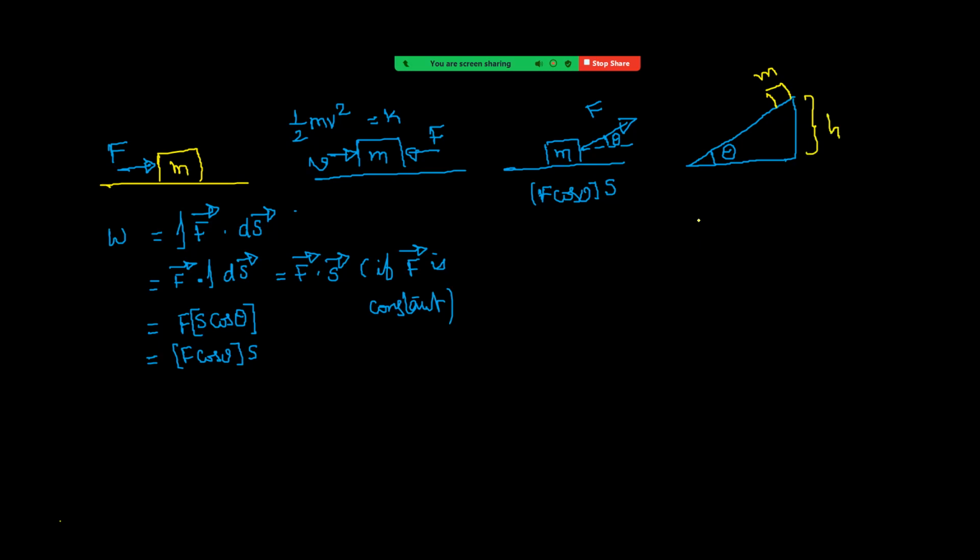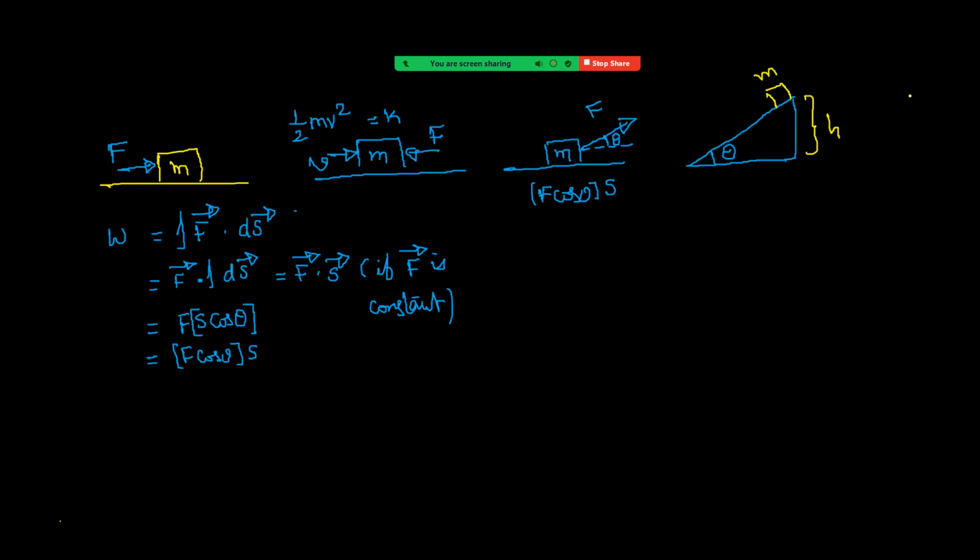Here we want to calculate the work done by gravity. That means the force is now gravitational force, which is along vertical. When the block reaches the ground, in this time gap, what is the work done by gravity? Gravity is a constant force, so whenever force is constant, we can take component of displacement along the force.